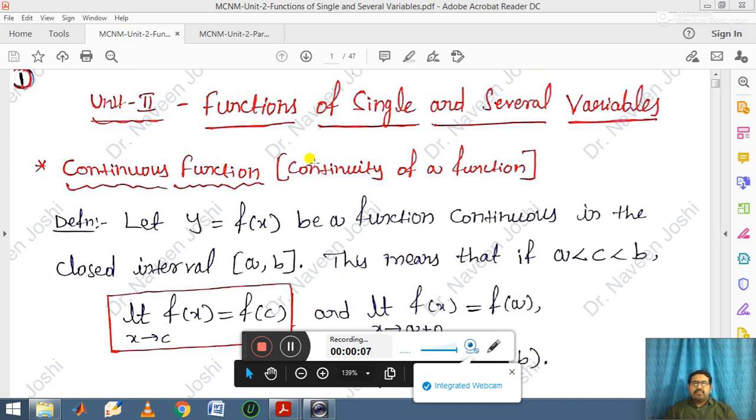Welcome to Unit 2, Functions of Single and Several Variable. Before going to functions of single and several variable, I want to discuss some of the basic concepts related to this. Let us proceed with this.